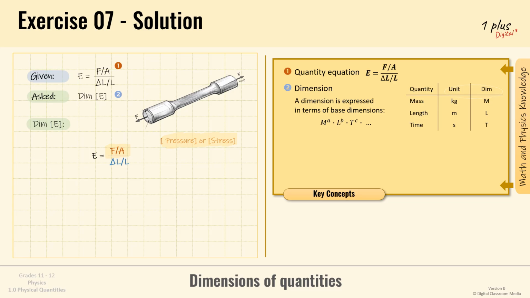Now let's look at the units. The unit of force is the Newton. The unit of area is the square meter. So force divided by area gives newtons per square meter.